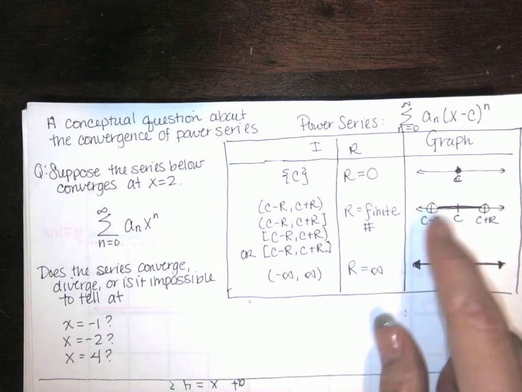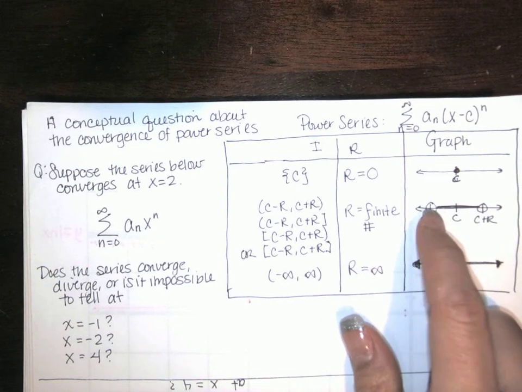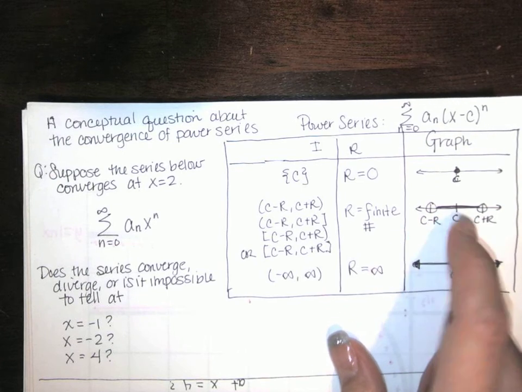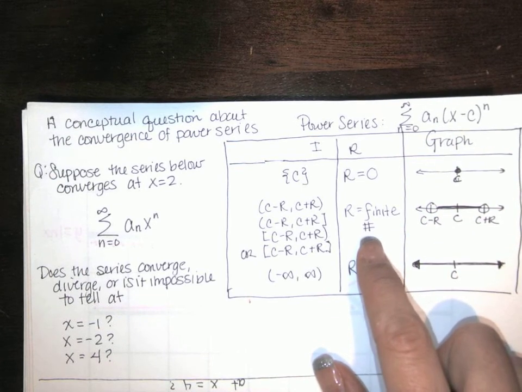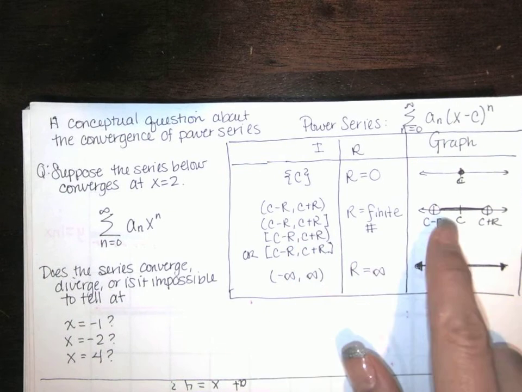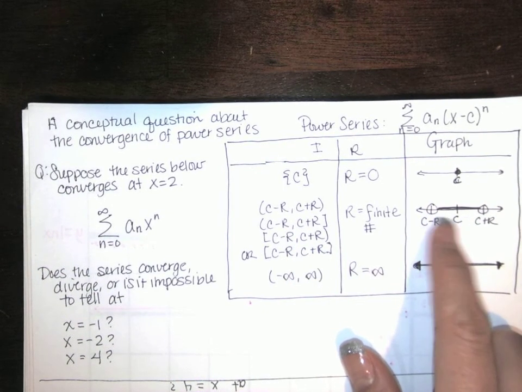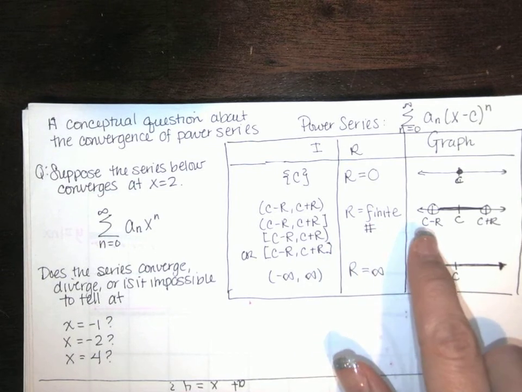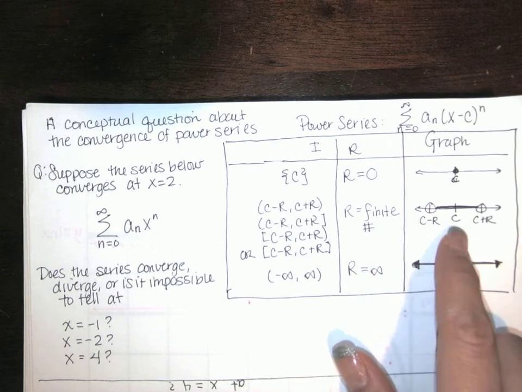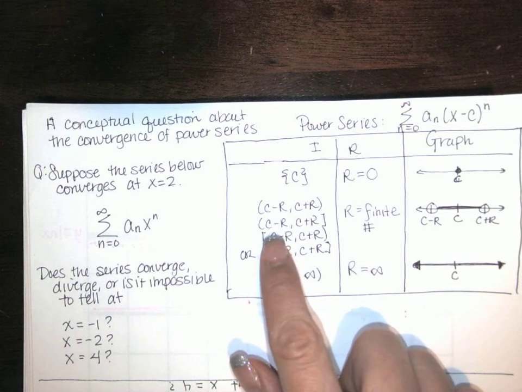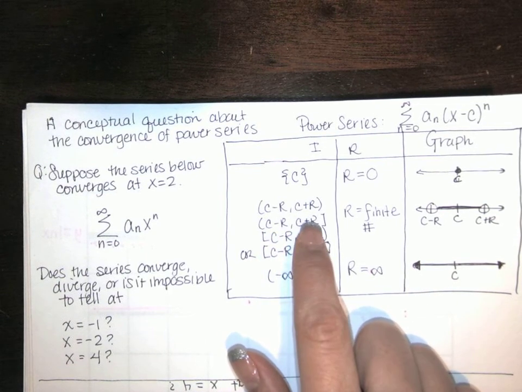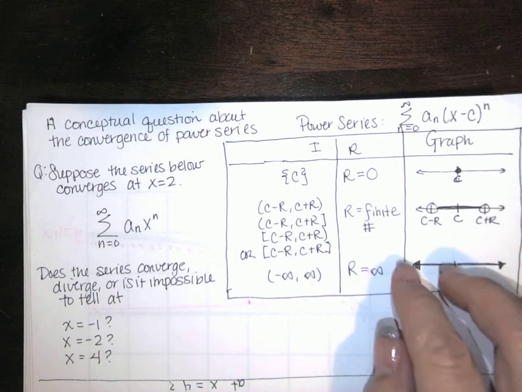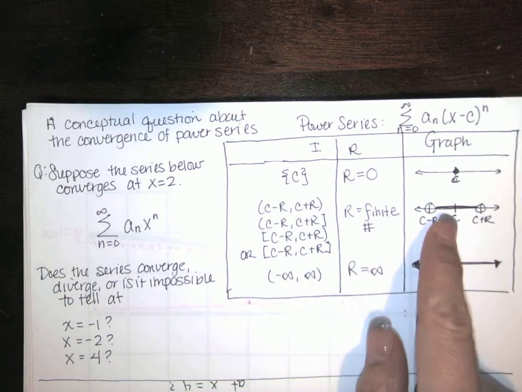Or it's possible that your power series converges on an interval like this. It's centered at c, and then you add and subtract some finite radius of convergence. The interval of convergence may look like this if r is a finite number, or it may look slightly different. The endpoints may or may not be included. So it's possible that neither endpoint is included, just the right endpoint is included, just the left endpoint is included, or both are included. But if r is a finite number, we get something that looks like this.